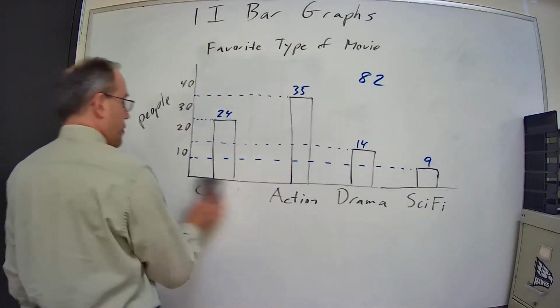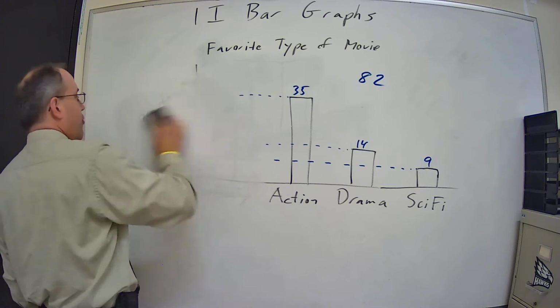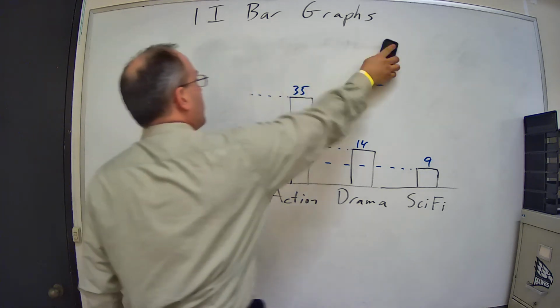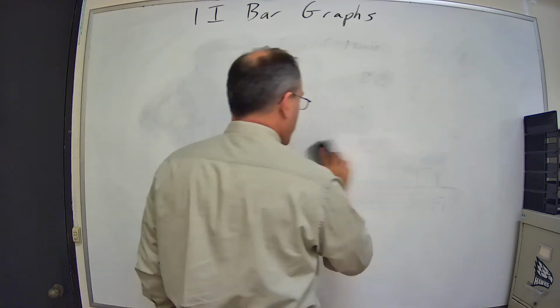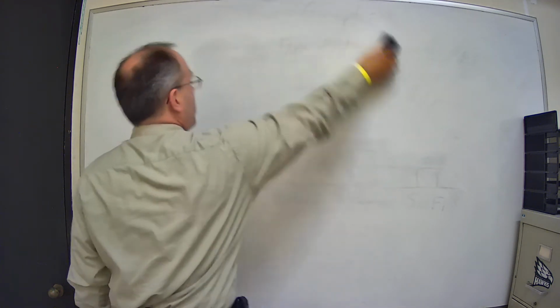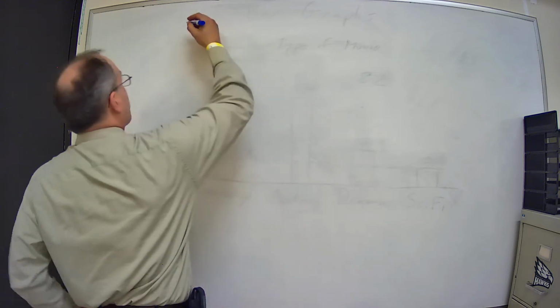So those are bar graphs. But that's not the only type of bar graph we may look at. So I want to talk a little bit, or at least mention, proportions.